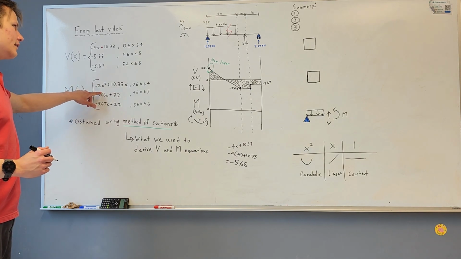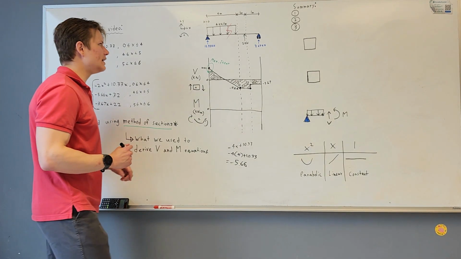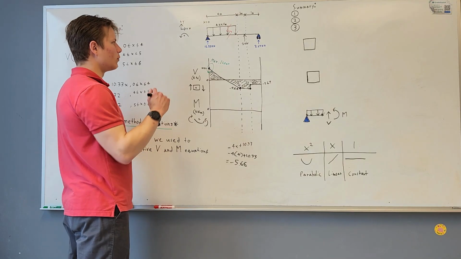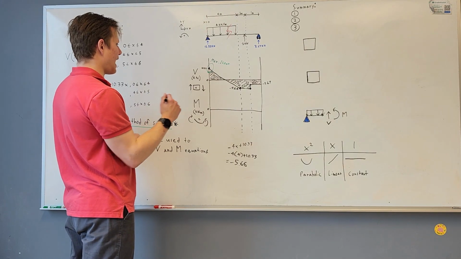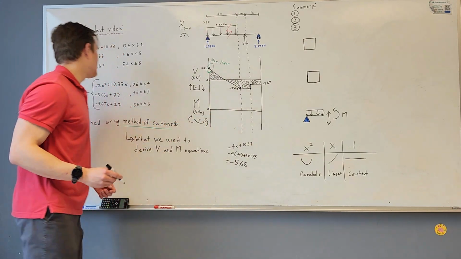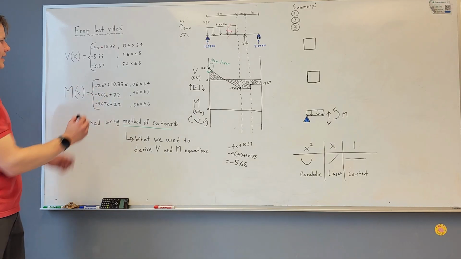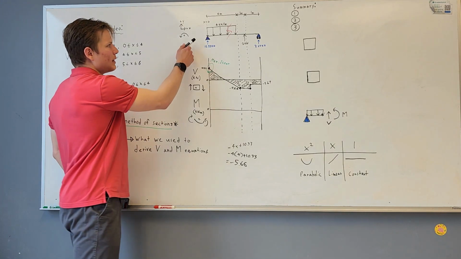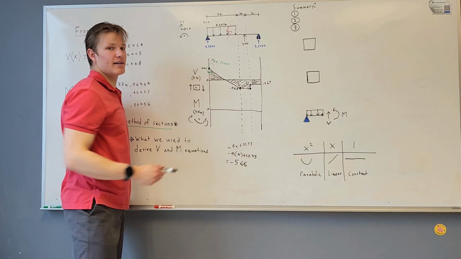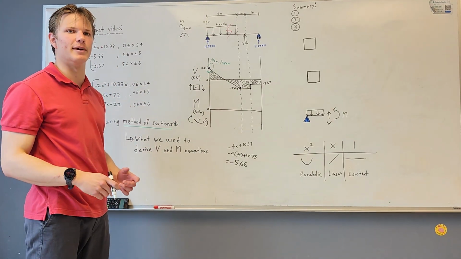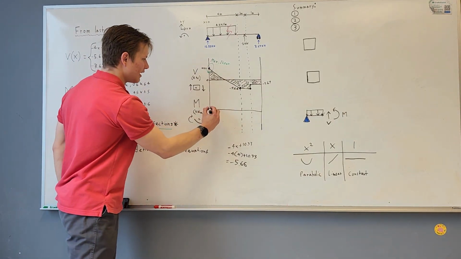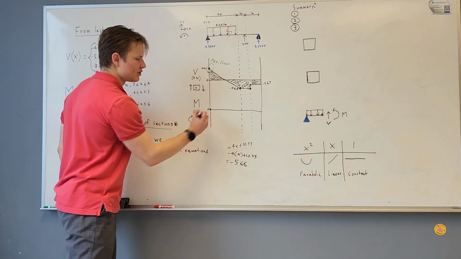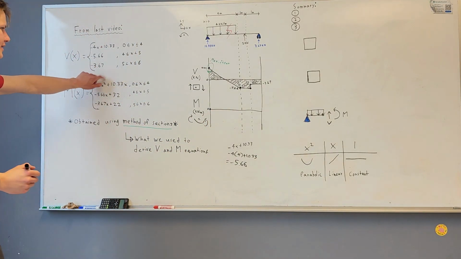So for the moment, we know that we will start at 0. We can see that from this equation here, because at x equals 0, we just have nothing. But we also know we have a pin support right here, and pins cannot support a moment. So we know that we'll have to start at 0. It's just a good way to double check that this equation makes sense.